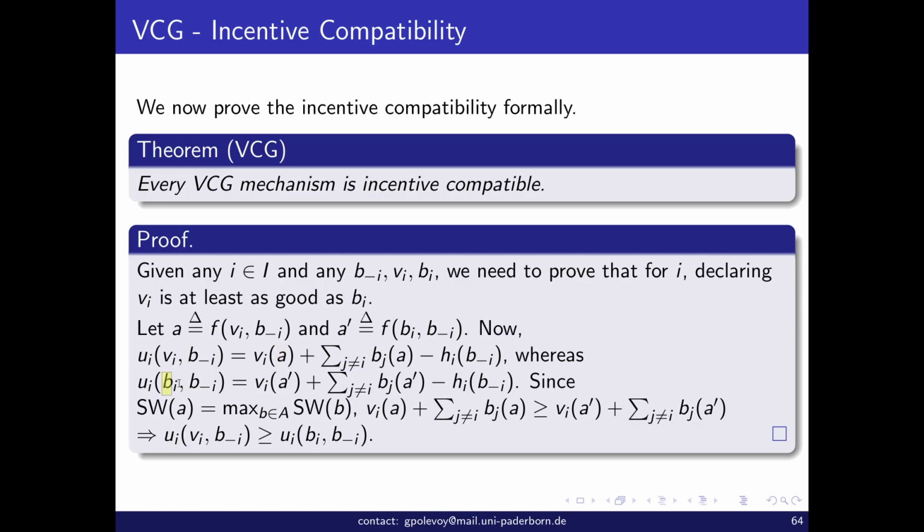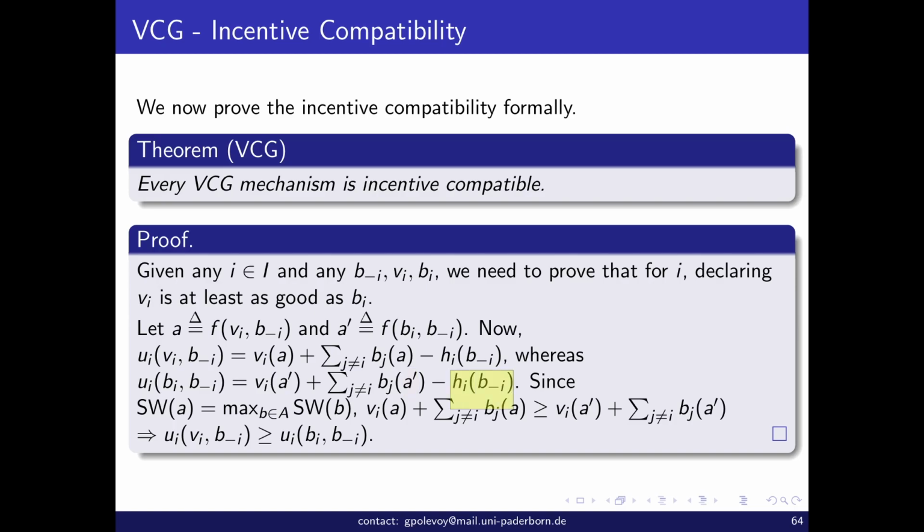On the other hand, when I declare B I prime, which is not the truth, and the rest keep doing what they're doing, how does my utility change? First of all, I still of course experience the value V I, but the option which has been chosen now is A prime, not A. And the payment now is also different because I count what the others tell. It doesn't matter what they actually feel, but what they tell they feel. But based on this other option A prime, minus the same thing, H I, which only depends on what others do.